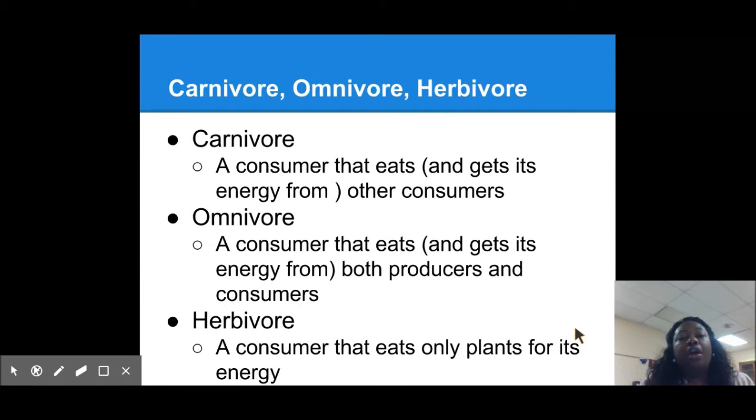So we have the carnivore, the omnivore, and the herbivore. I know these terms came up when you talked about dinosaurs and fossils, which we're going to talk about in our next two units later. But a carnivore is a consumer that eats other consumers. That's where it gets its energy from. It gets energy from eating other consumers. We have an omnivore that eats both producers and consumers, and it gets its energy from that. And we have a herbivore that only eats plants for its energy.